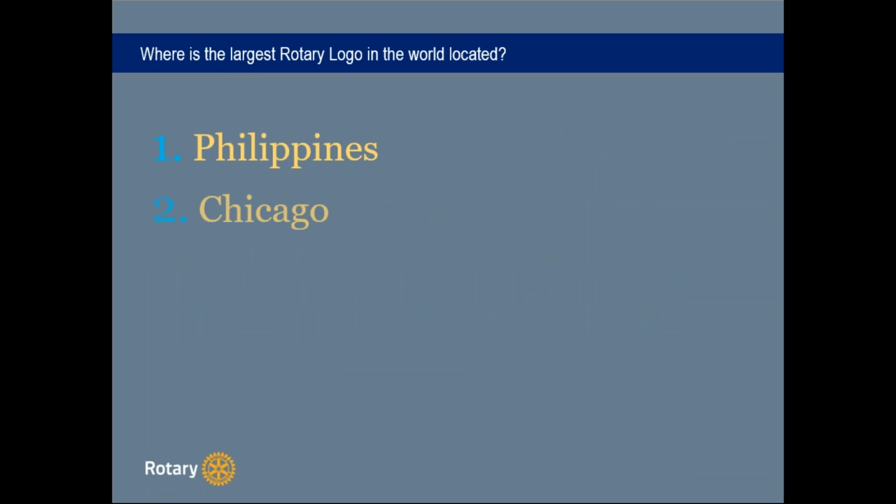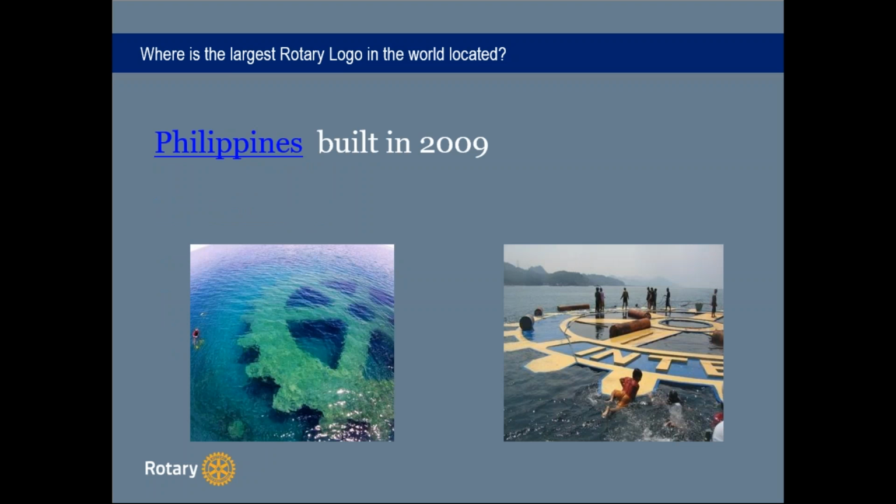Where is the largest Rotary logo in the world located? Philippines, Chicago, South Africa, or Monaco? Philippines. Is this an E question? Does it matter? I keep track of things. So the first team gets the Philippines because that's right.